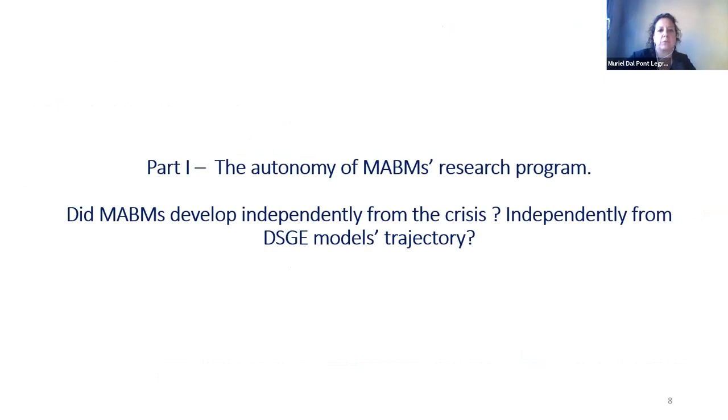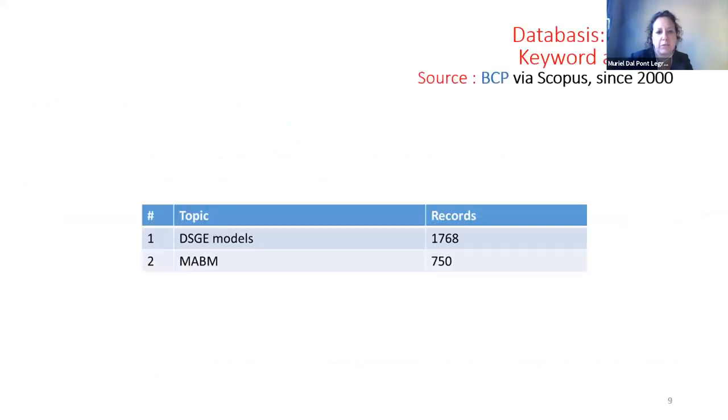So the first part, quickly, the autonomy of macro agent-based models. In fact, many people present those models as a reaction to, in the large sense, equilibrium business cycle models. So let's see what we can identify here. We took Scopus and we identified the literature. We start in 2000 until last year.